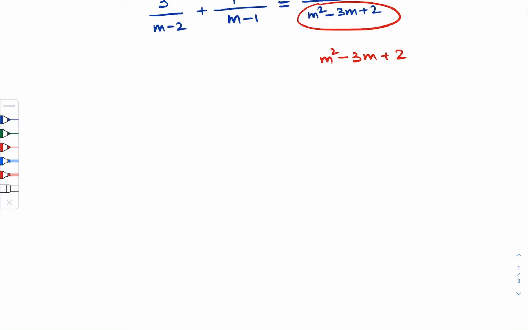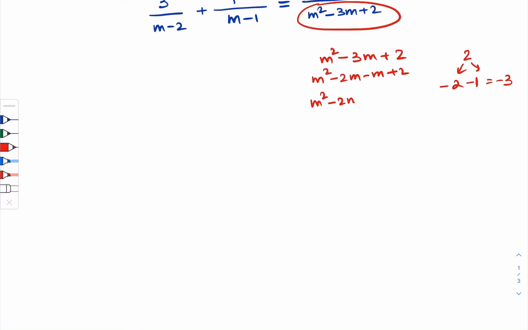So the 2 times the 1 out here gives you 2, and factors of 2 that are going to make 3 are going to be 2 and 1. And we want negative 3, so both of them have got to be negative to give the negative 3, right? So now I'm going to replace the negative 3m with the negative 2m and negative 1m. So m squared minus 2m minus m plus 2. Okay, now let's group them.